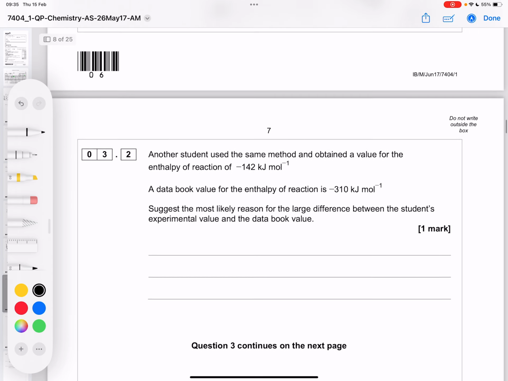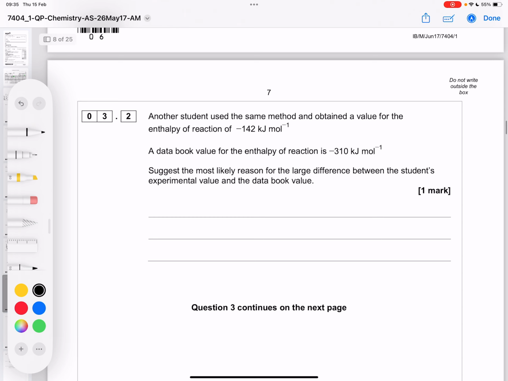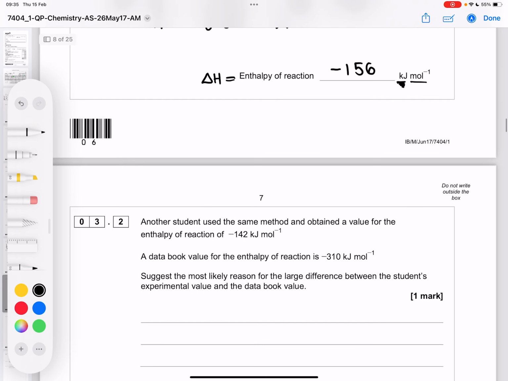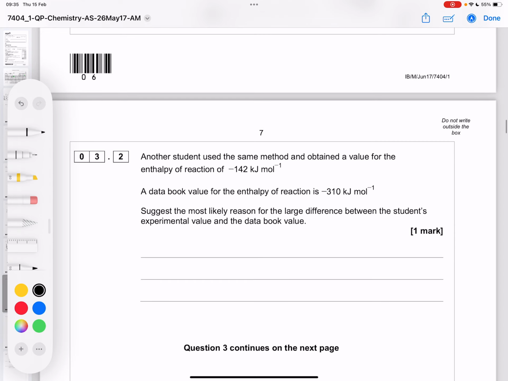And then it goes on and says another student uses the same method but got minus 142. And the data book value is minus 310. So our answer was minus 156. Another student got minus 142, but actually the answer was that 310 kilojoules per mole of energy were released. So a lot more energy was released than we're accounting for. What is the main source of error that could have led to this?